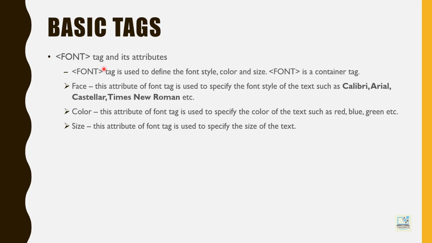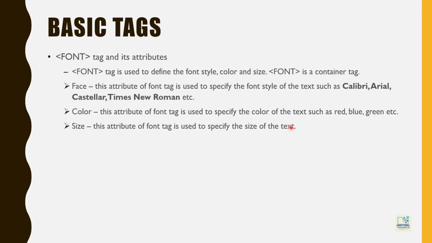Now let us discuss the font tag and its attributes. Font tag is used to define the font style, color and size. Font is a container tag. It has 3 attributes. First, face attribute. This attribute of the font tag is used to specify the font style of the text, such as Calibri, Arial, Times New Roman. Color attribute. This attribute of the font tag is used to specify the color of the text, such as red, blue, green, etc. Size attribute. This attribute of the font tag is used to specify the size of the text.